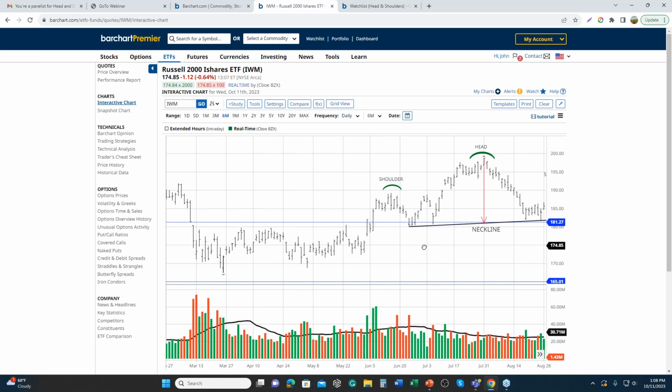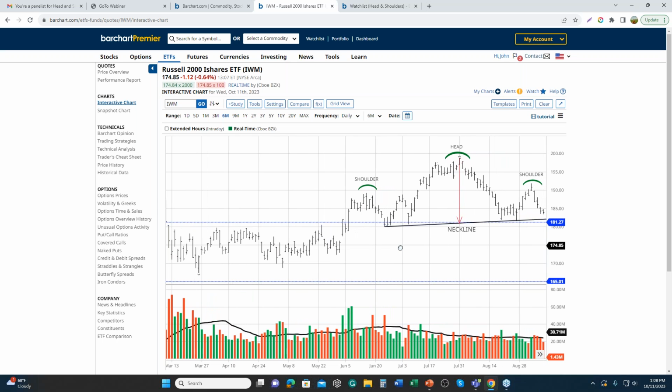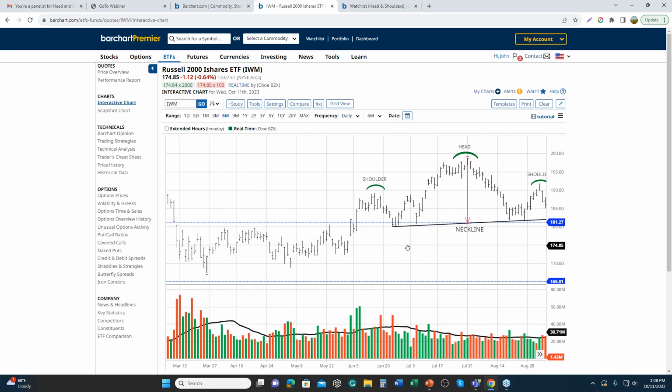Again, we look at our example here, right? Here we have that rally back to the right shoulder, but notice that if we look at our volume profile from left to right, it is decreasing as we make each one of the different components of our head and shoulders.